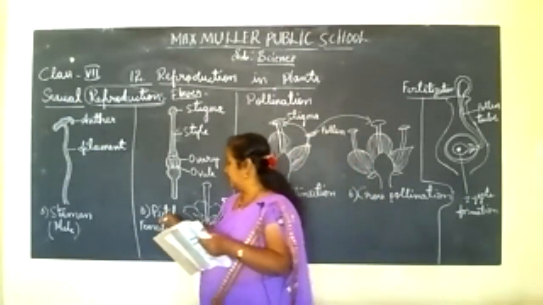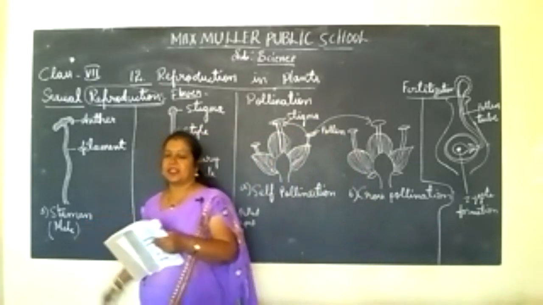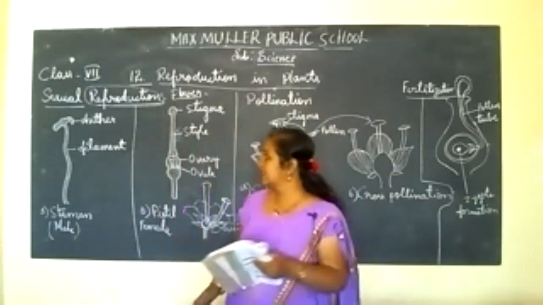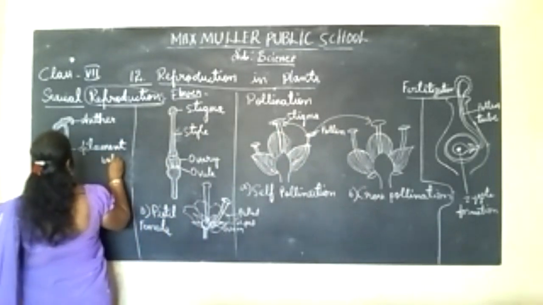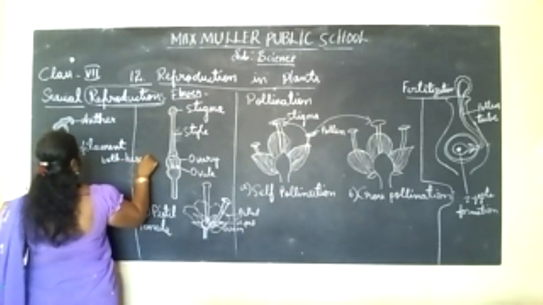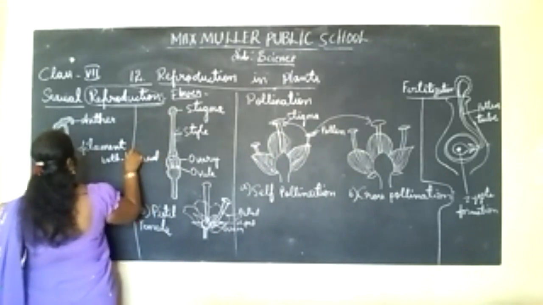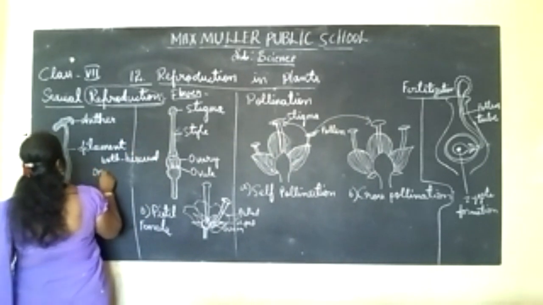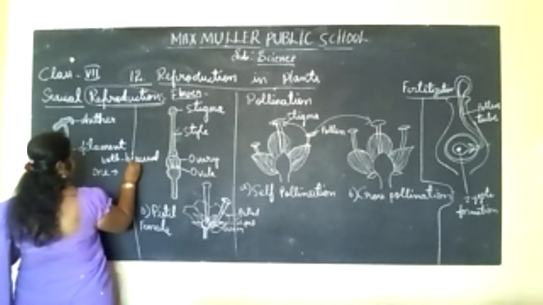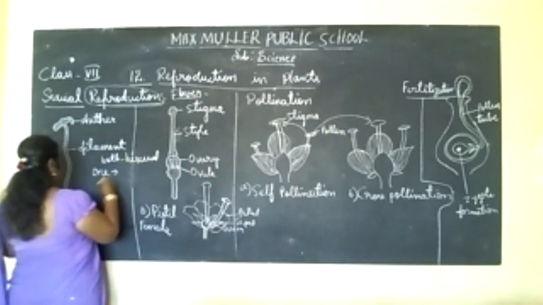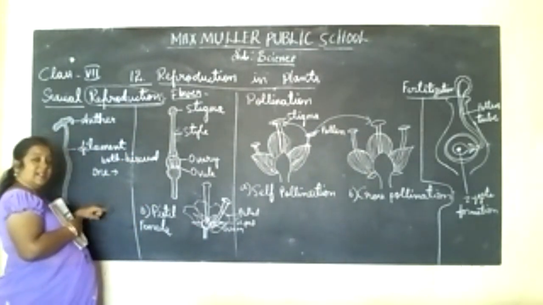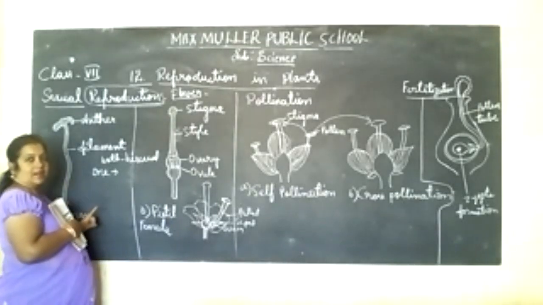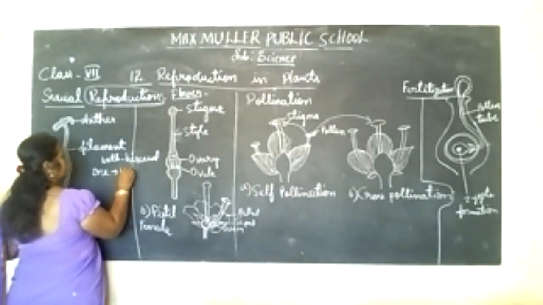If your flower has both the pistil and the stamen, we'll call it a bisexual flower. Then, if only one reproductive part is there, that is either the stamen or the pistil, any one is there in the flower, we will call it a unisexual flower.